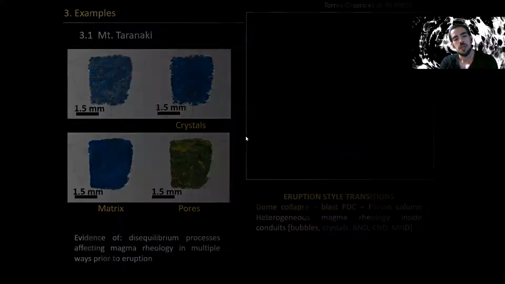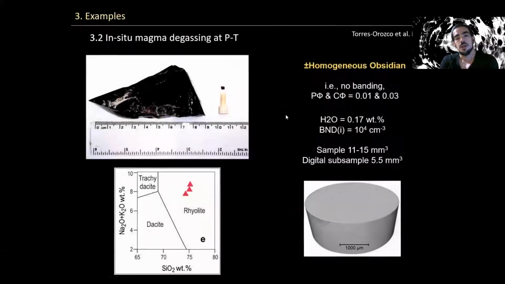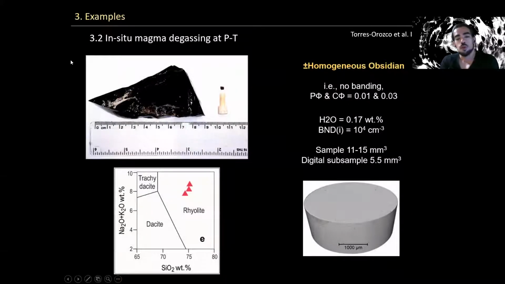So let's move to the next one. Another example is what we can do with experiments. The previous example was what we can do with geology and synchrotron microCT. Now, what we can do with experimental volcanology and synchrotron experiments.